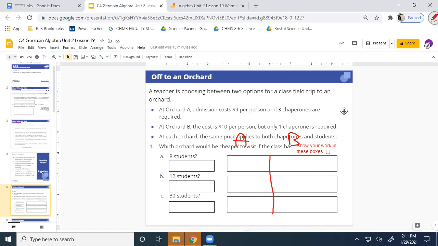Yeah. So what I want you to do is for each orchard, I want you to figure out which one is cheaper for each set of students. Okay? When we have 8 students, when we have 12 students, when we have 30 students, which of the orchards is going to be cheaper? Every single person pays $9. Every single person pays $10. There's no different prices. Okay? I want you to take 2 minutes right now to calculate which of these orchards is cheaper for each scenario.